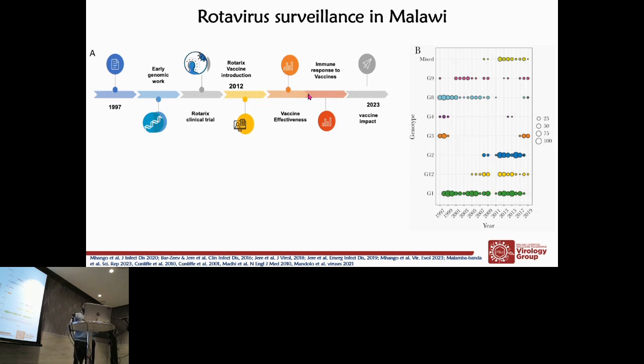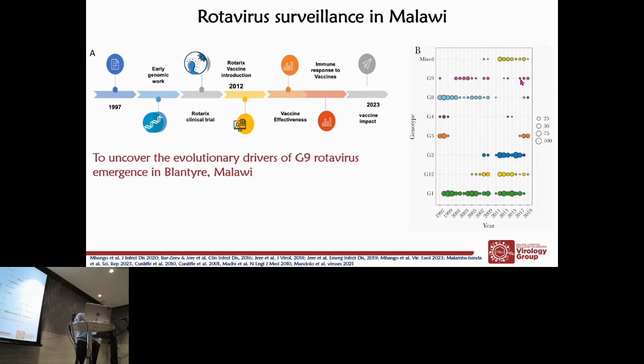And one of the things that we noticed is that these G9s were strains that were detected before vaccines were introduced, but then after vaccine introduction, we couldn't see them until like 2017 when they emerged, and I think they became the third most predominant strain that we're actually typing. So what I wanted to understand is what are the evolutionary drivers behind the emergence of these viruses?